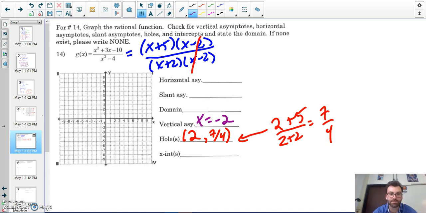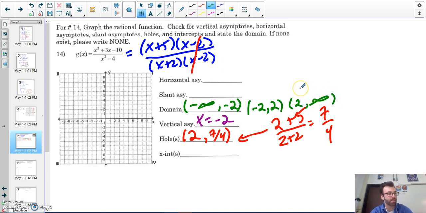My domain is now going to be from -infinity to -2 because I have a vertical asymptote there. From -2 to 2 because of the hole. And from 2 to infinity. Don't forget my little unions there. A lot of us forget to include the holes in our domain. A lot of us forget to include the vertical asymptotes as well sometimes too. So be careful with that.